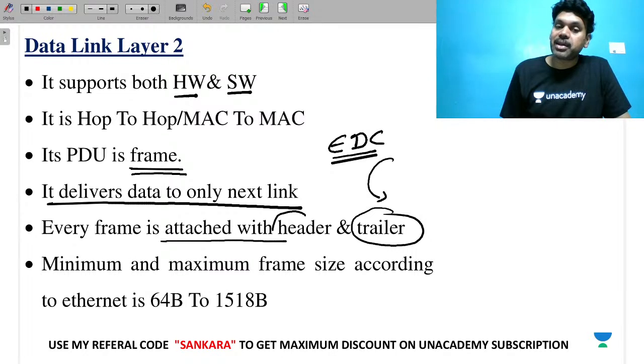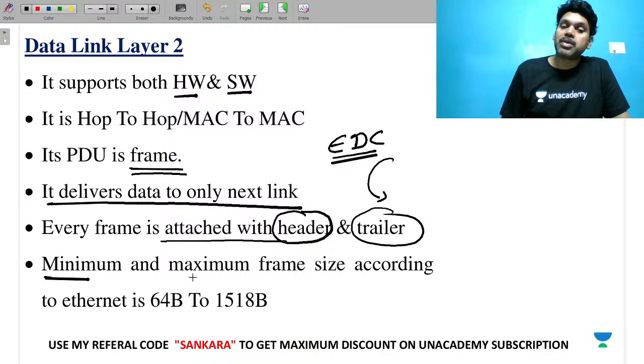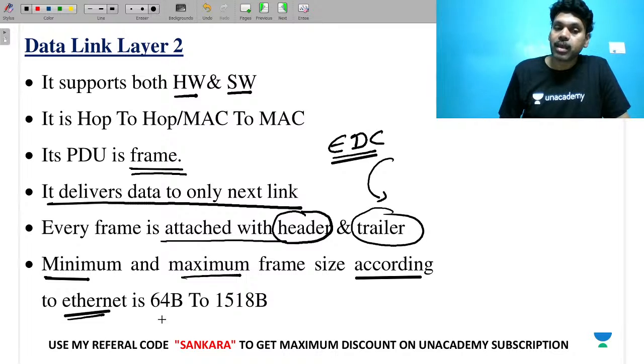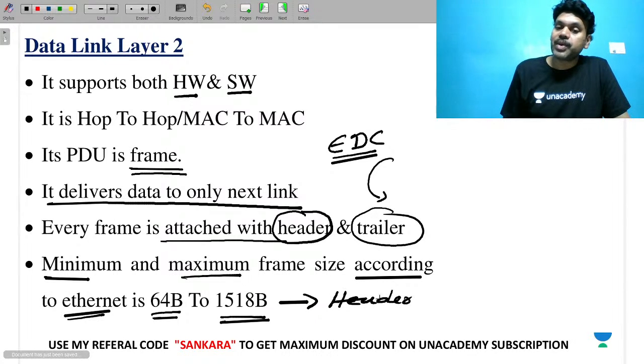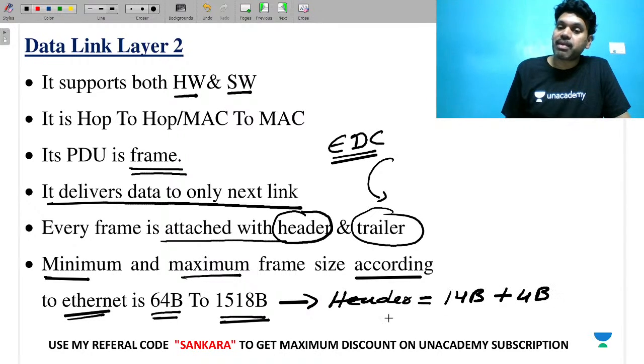But a header is mandatory. Why? Because it tells you who the source is and what the next link address is. That's why headers are mandatory in every layer. And the minimum and maximum frame size according to Ethernet, I am talking about Ethernet, like your LAN, is 64 bytes to 1518 bytes. In that, the header size is also included. So what is the header size? 18 bytes. That means a 14 byte header and a 4 byte trailer. These are all important one mark GATE questions, my dear friends.